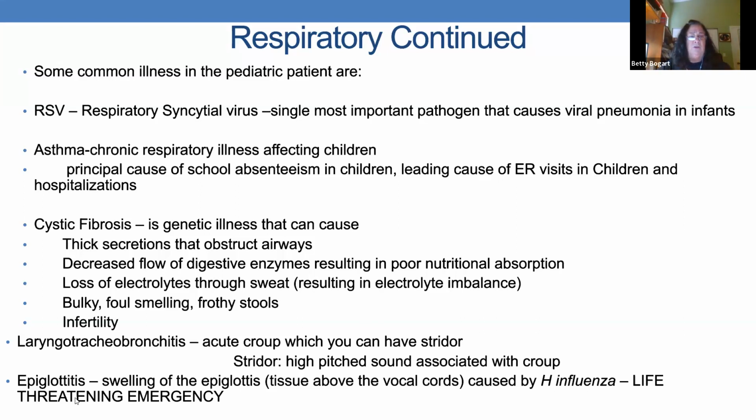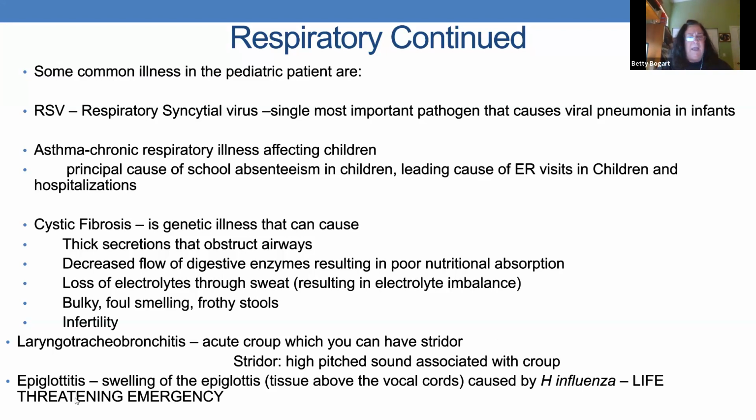So what would you feed a child with cystic fibrosis? Well, with cystic fibrosis, we need to give enzymes. We know that they're going to have really foul-smelling, frothy stools, which is part of the fat.